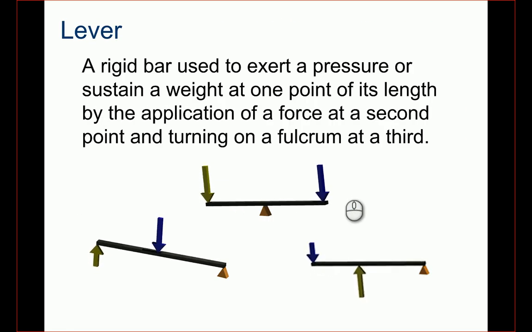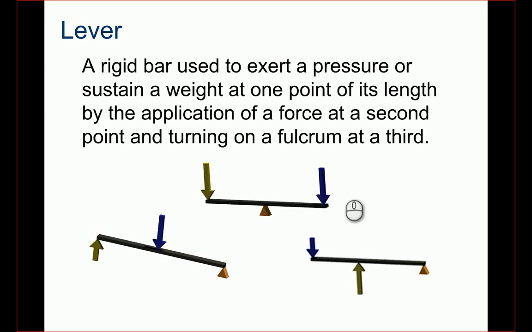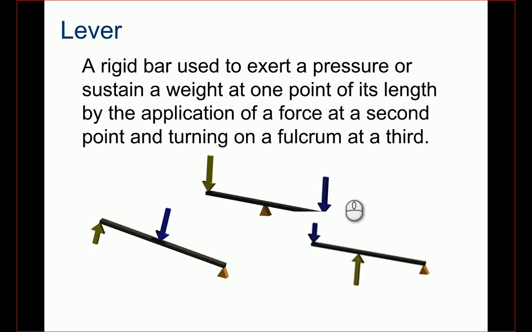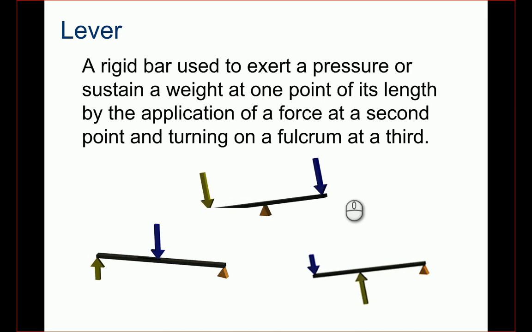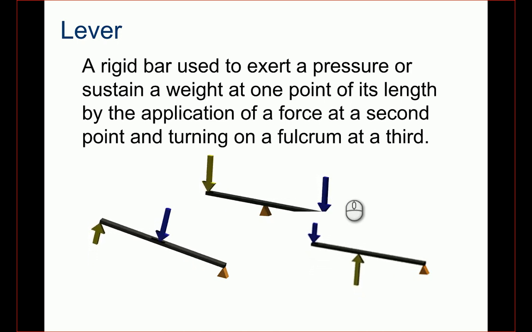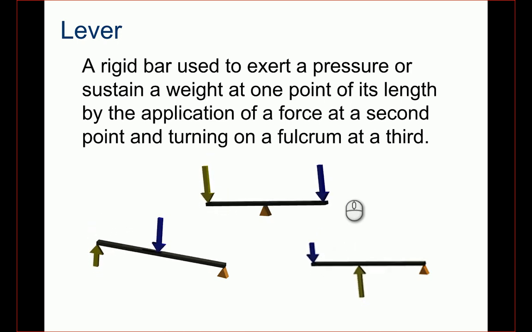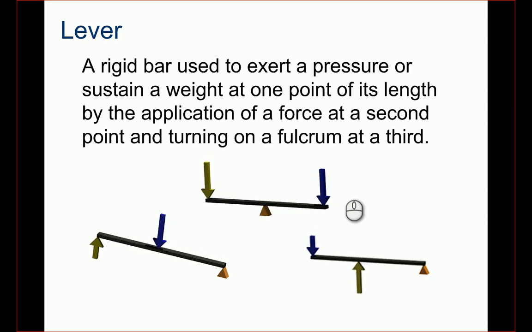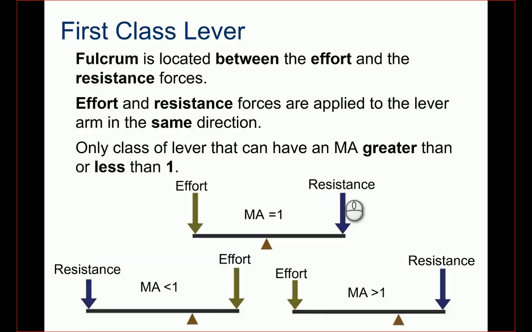All right, now let's talk about levers. Levers are just rigid bars that move effort force to resistant force. There are three different classes of levers: a first class lever, a second class lever, and a third class lever. The first class lever is just like a seesaw. The fulcrum, or the pivot point, is in the middle between the effort and the resistant force. And the distance from the effort and the resistant force to the fulcrum determines its mechanical advantage.